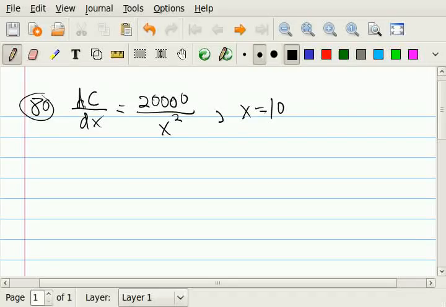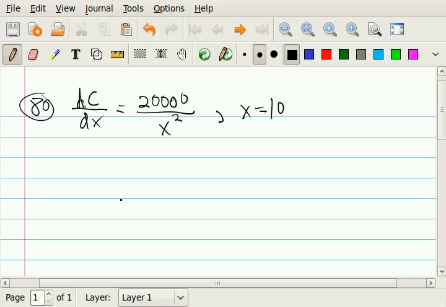Okay, looking at this problem number 80, it's an application problem, and here they say find the change in cost C, which is what we have here. So find the change in cost C for the given marginal. And they say in each case assume that the number of units X increases by 3 from the specified value of X.